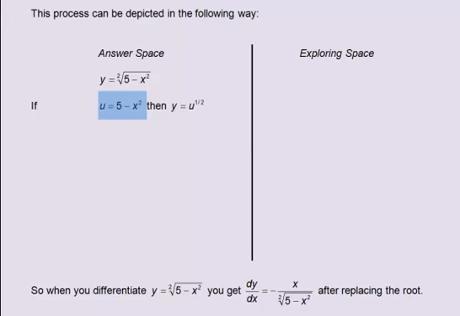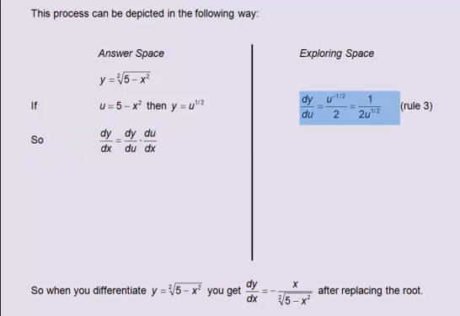If u equals 5 minus x squared, then y equals u to the power a half. So use the chain rule. Dy by dx equals dy by du multiplied by du by dx. Dy by du equals u to the power minus a half divided by 2, which equals 1 divided by 2 multiplied by u to the half from rule 3. Du by dx equals minus 2x, also from rule 3.